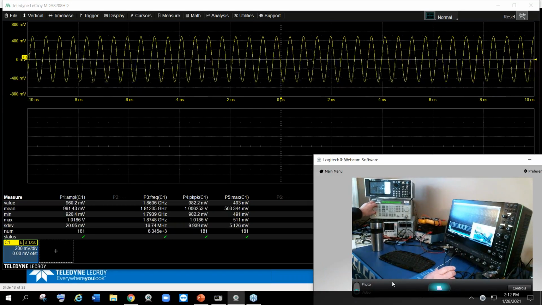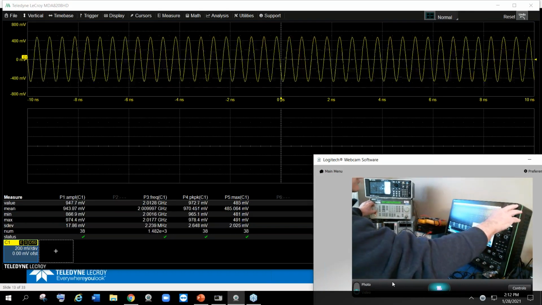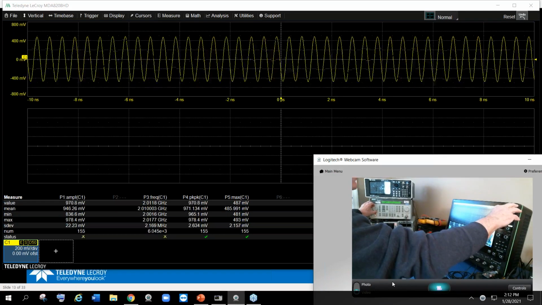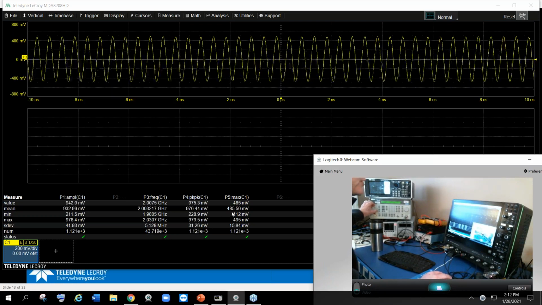Watch what happens here. What are we at now? Let's do clear sweeps. We're at 2 gigahertz right now. And our peak to peak is still about 1 volt and just about 5.5 millivolts. So we're doing good with this 2 gig scope with a 2 gig sine wave. Actually, it should drop, and we're starting to see it now.